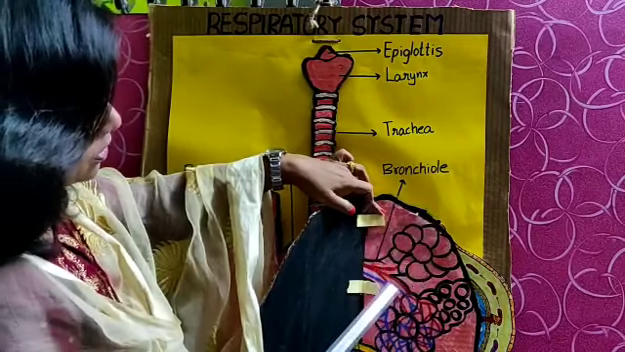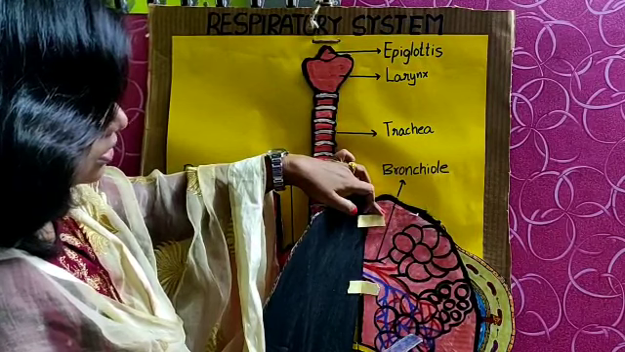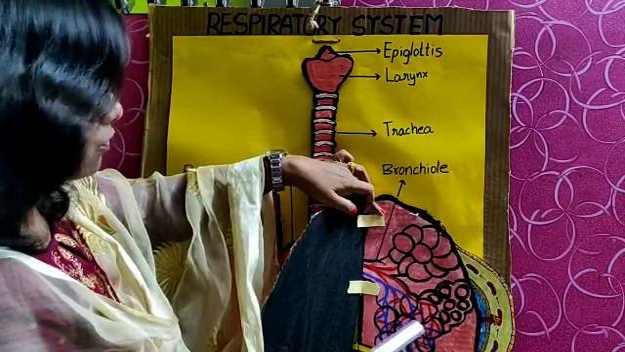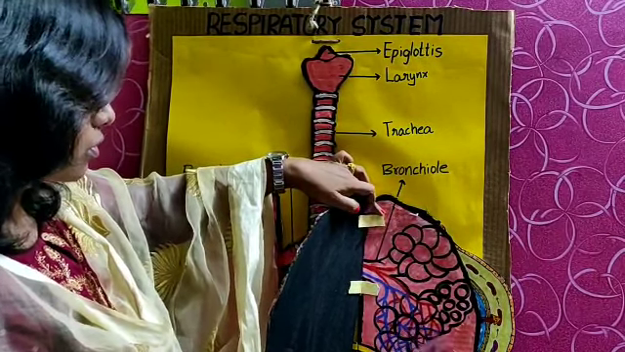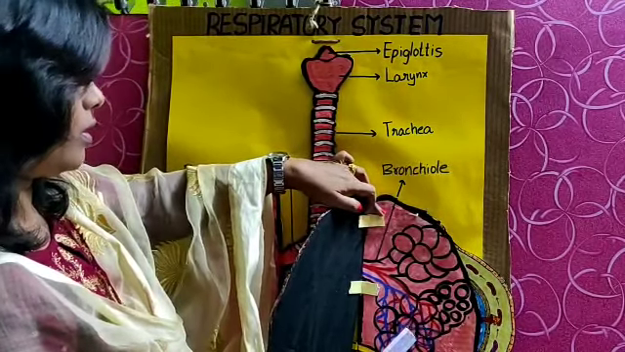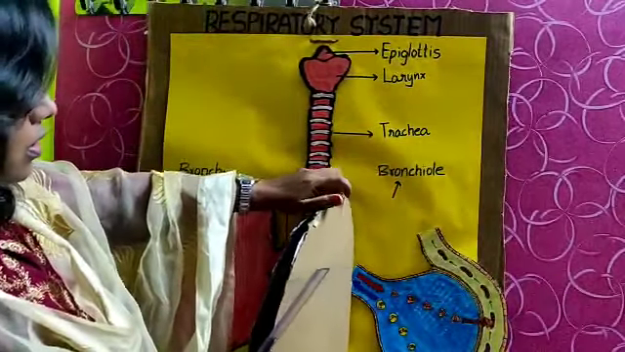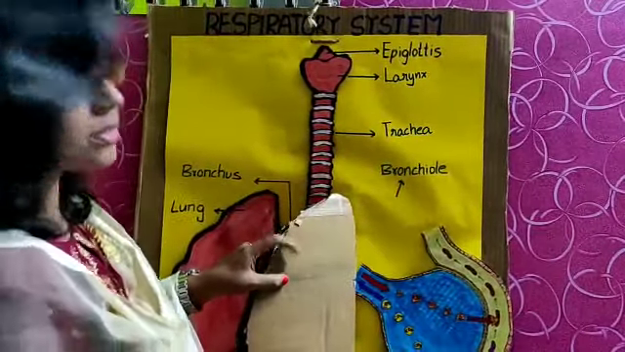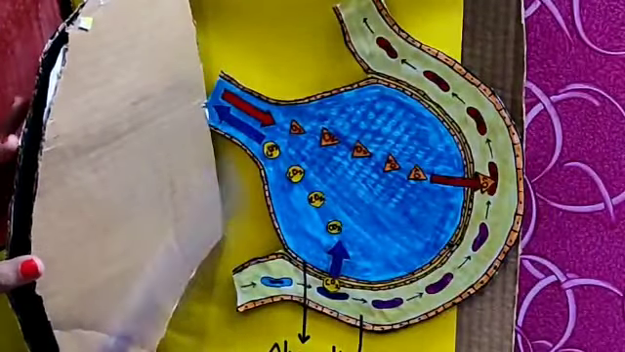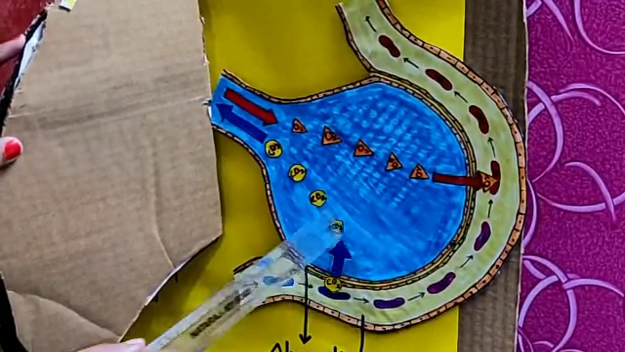This is the bronchioles, and at the end of these bronchioles, we can see the alveolus, which is surrounded by a lot of blood capillaries. So when we take the section of an alveolus, then we can see the picture of the alveolus like this. Here we can see the structure of this alveolus.